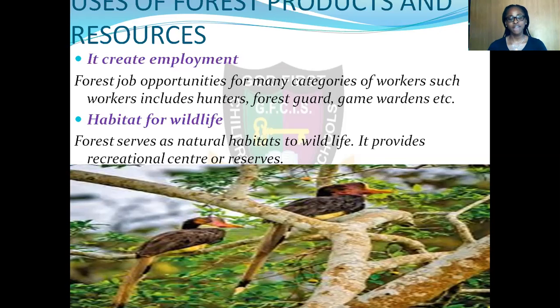So we have the habitat of wildlife. Forests serve as a natural habitat to wildlife. They provide recreational centers or reserve centers. We have many recreational centers where you can go to see different kinds of wild animals. So forests provide habitats for wildlife.